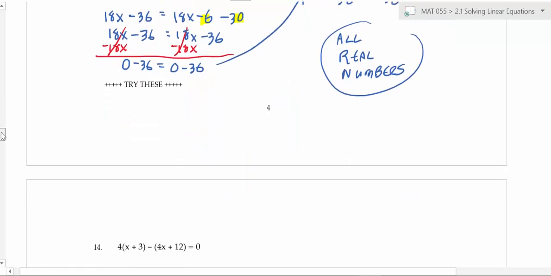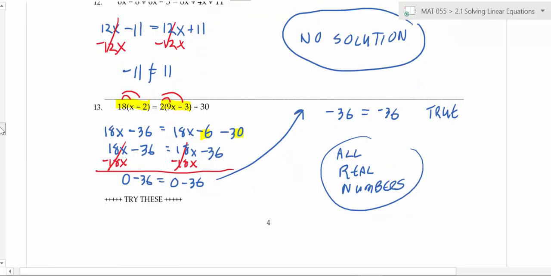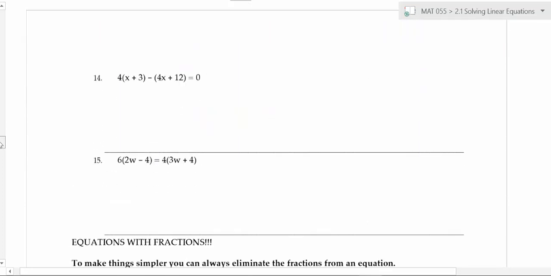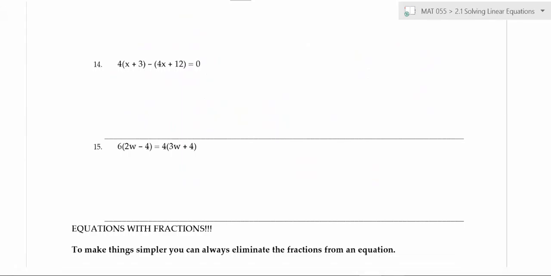Okay, so we'll go ahead and move on to the next page and let you do a few problems here. So let's do 14 and 15. I'll pause my recording while you're doing that. Okay, let's see how we did.